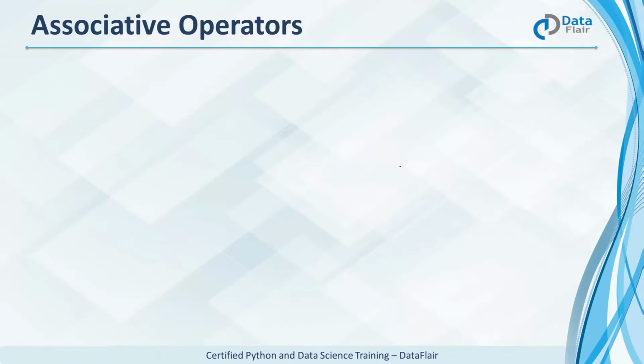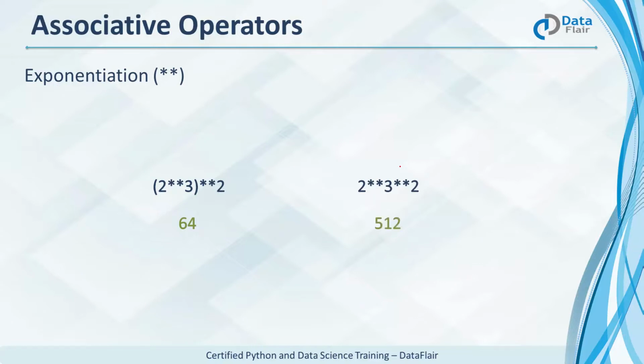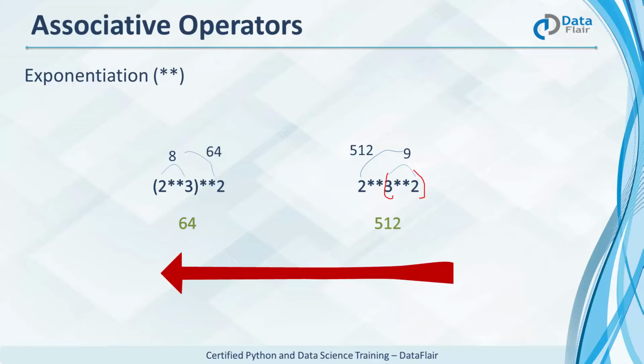Exponentiation is another associative operator. Take this expression. It gives us 64. This one gives us 512. 2 cubed is 8 and 8 squared is 64. Here 3 squared is 9 and 2 to the power 9 is 512. So you see, the second statement evaluates as if 3 to the power 2 is in parentheses. Exponentiation is right to left associative.